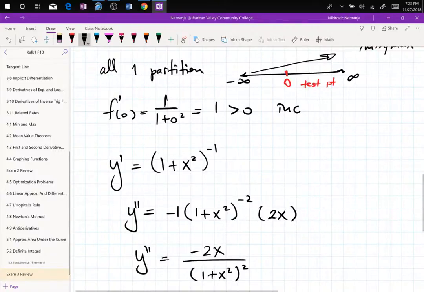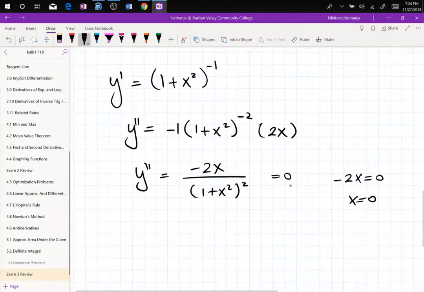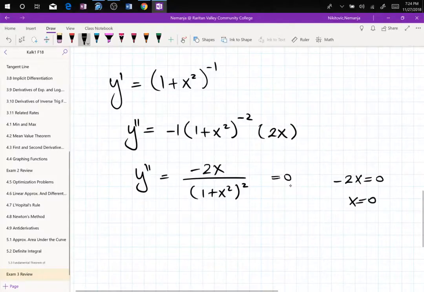No coughing, plus a square, there we go. So now, that's your second derivative. When you set this equal to 0, 0 times the denominator is going to kill it. But you have -2x equals 0, so x equals 0 for the inflection point, as I have foreseen. I know the graph, right? So now we know there is an inflection point at 0. So (0, 0) is the inflection point.